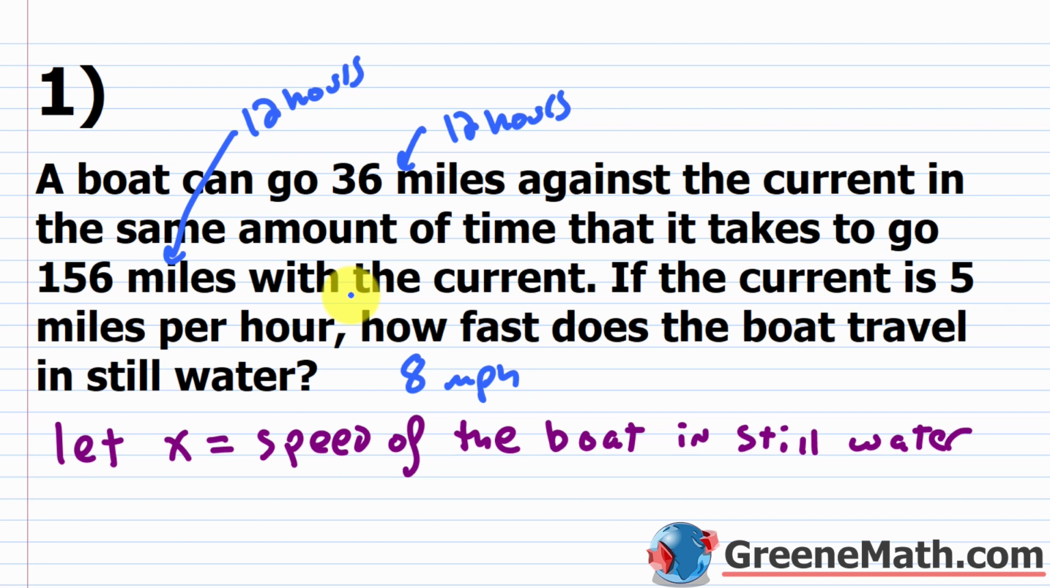So again, we know this is correct because it's the same amount of time. It's 12 hours to go 36 miles against the current, and it's 12 hours to go 156 miles with the current. So this is our correct solution. It's going to be 8 miles per hour for the speed of the boat in still water.